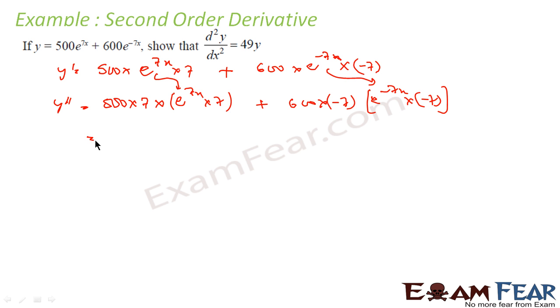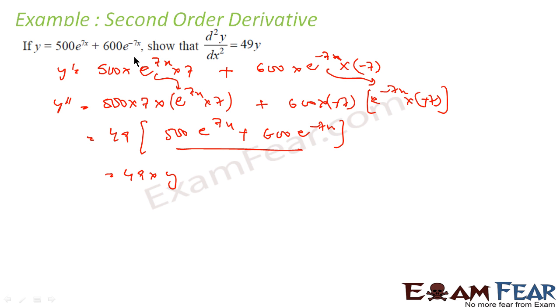Correct? So now if you see, minus 7 cancel, so I can take 49 common here. 49 into 500 e to the power 7x plus 600 e to the power minus 7x. And if you notice, this is nothing but y. And that's what we were supposed to prove, 49y. And that is my answer. Very simple.